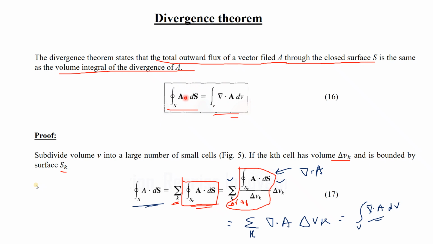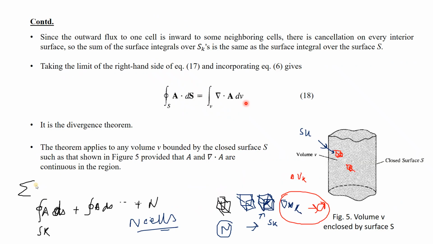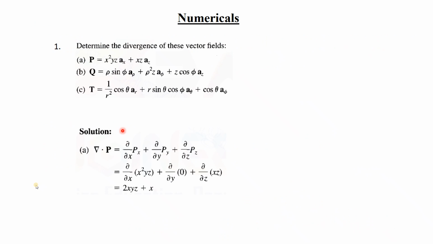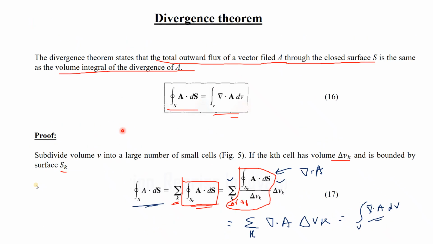Now this theorem also helps us transform a closed surface integral to a volume integral. Suppose you are solving a complex equation, and a situation may arise where you need to transform the closed surface integral into a volume integral; then you can apply this divergence theorem. And vice versa, if you want to transform the volume integral to a closed surface integral, you can use the divergence theorem. So this theorem applies to any volume V bounded by the closed surface S. It is called the divergence theorem.